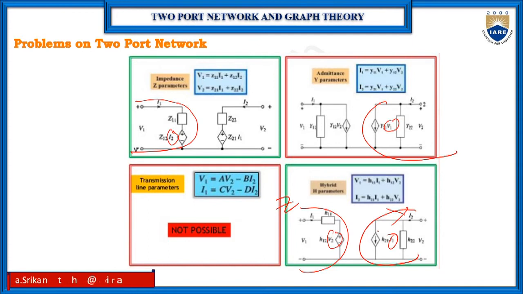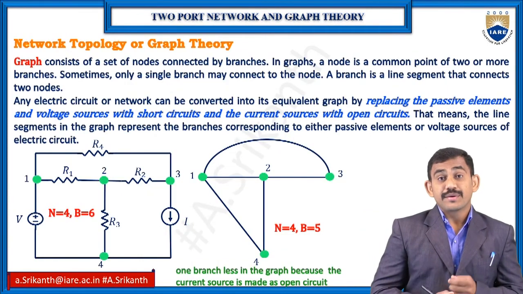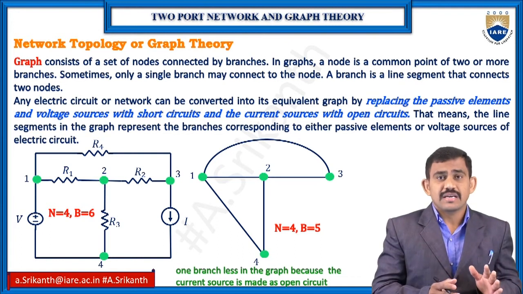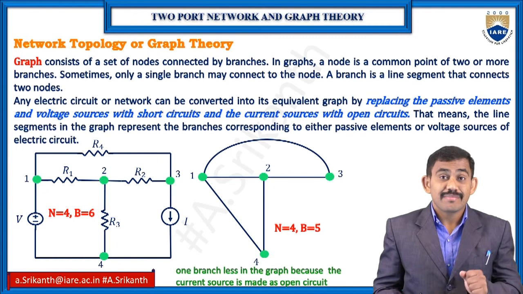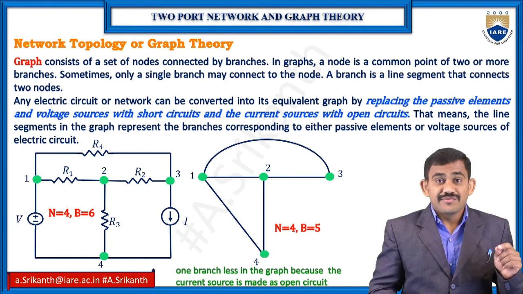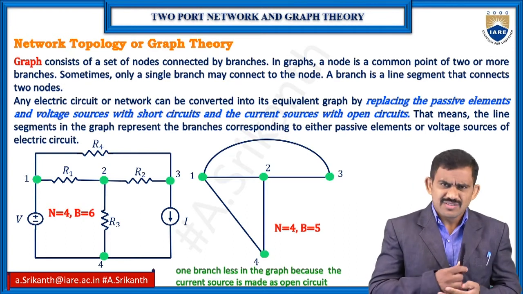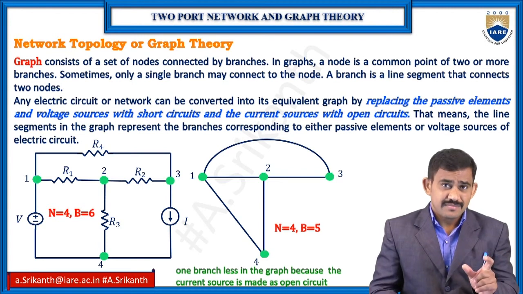And we have one more topic, that is graph theory. Coming to graph theory, we need to know the nodes and branches. For network topology or graph theory, we require the number of branches and number of nodes. Any circuit is converted to lines. Voltage source or current source or resistor, impedance, capacitor, anything is replaced with a single line.